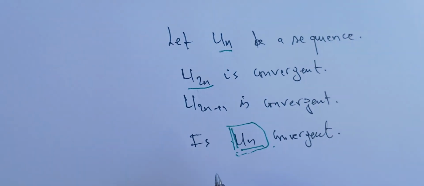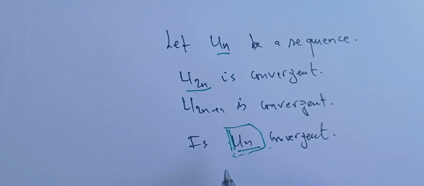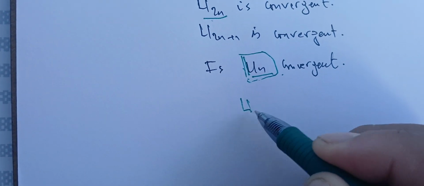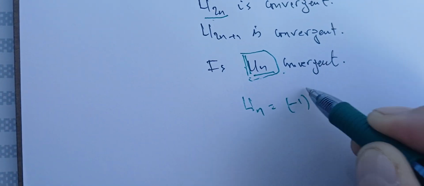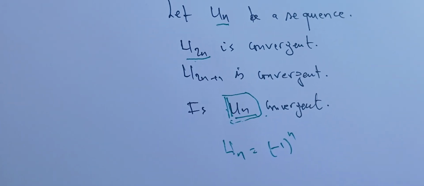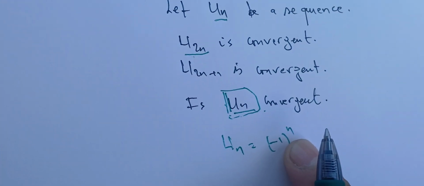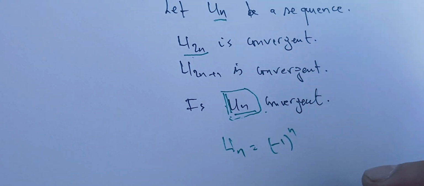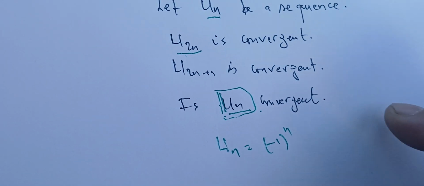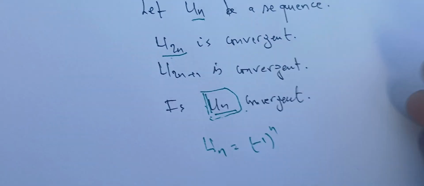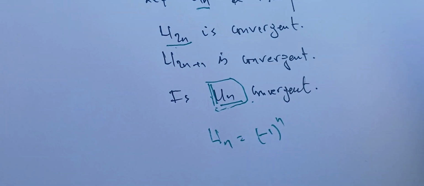So we can find some simple examples. Let's take u_n equal to (-1)^n. This one is not convergent, because it keeps going up and down between 1 and -1, and therefore it doesn't have a limit, because we know that if a sequence has a limit, that limit must be unique.